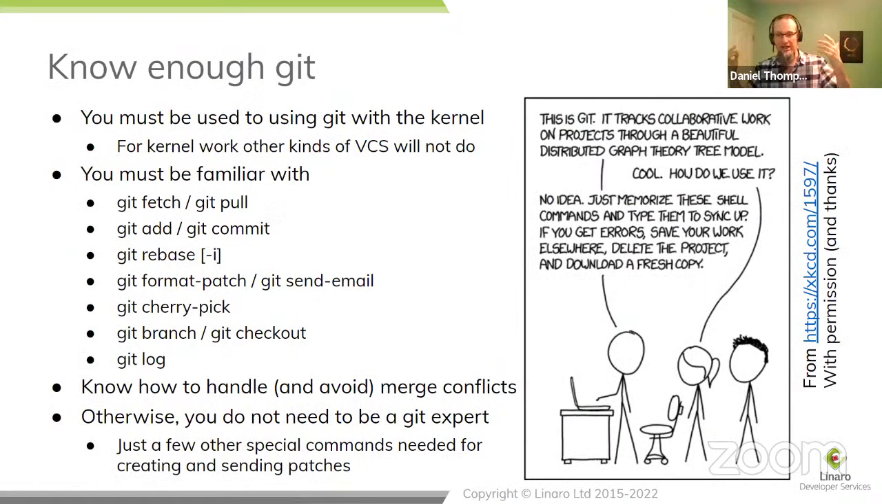Second tool that is fundamental to kernel development is Git. I'm sure most people already know Git. Technically speaking, you could do kernel development without Git, but it would be a fairly miserable experience. For kernel work, ultimately, other version control systems just are less productive for you because of all the work that you're going to have to do with things like format patch and send email at the end of the day anyway.